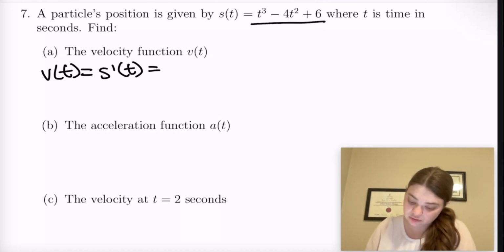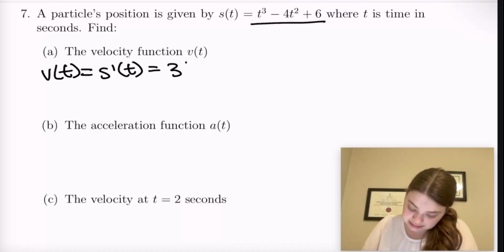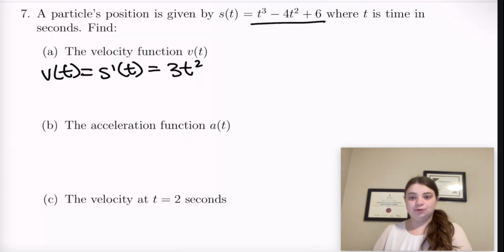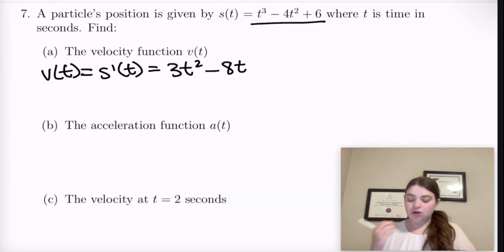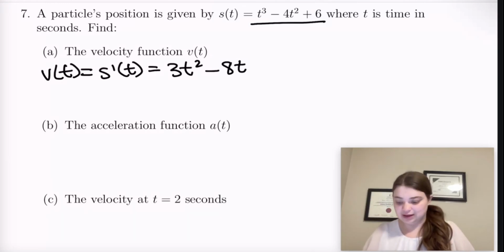Well, derivative of t cubed would be 3t squared based on the power rule. Then minus 4t squared, we would put the 2 out in front, so we get negative 8t. And then recall that the derivative of a constant like 6 just becomes 0. So that's the final answer. We don't have to do anything about the 6.